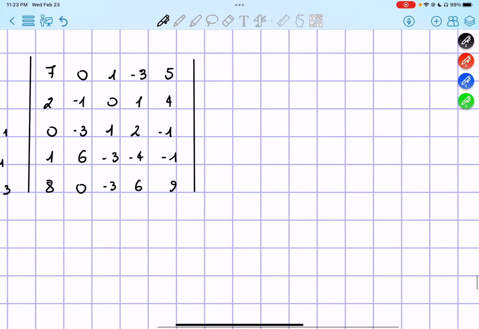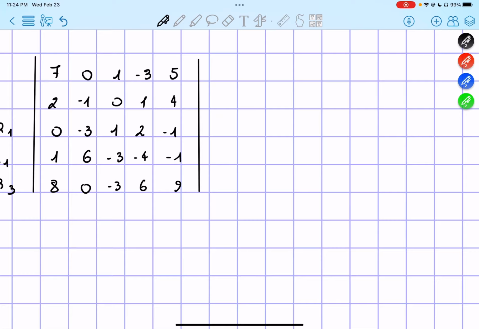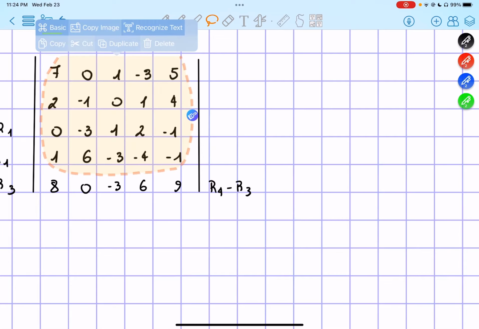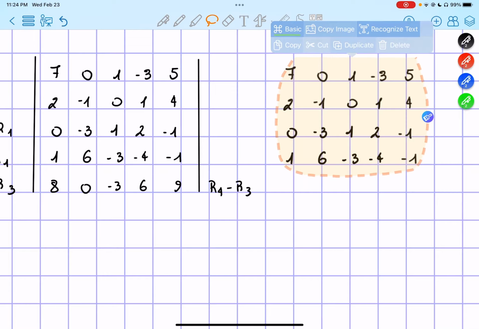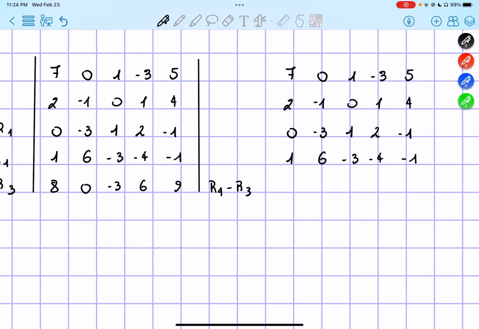Okay, so now let's see what I got. I would do row 4 minus row 3, and can't really see much else as of right now. So I'm just going to do this little step and see what comes out. Okay, so I'm gonna get row 4 minus row 3, so 7.